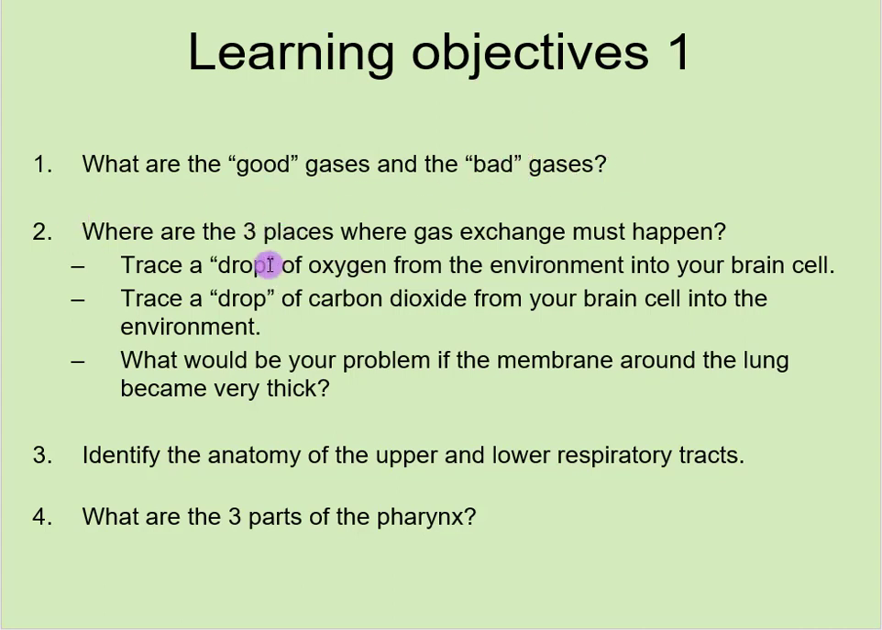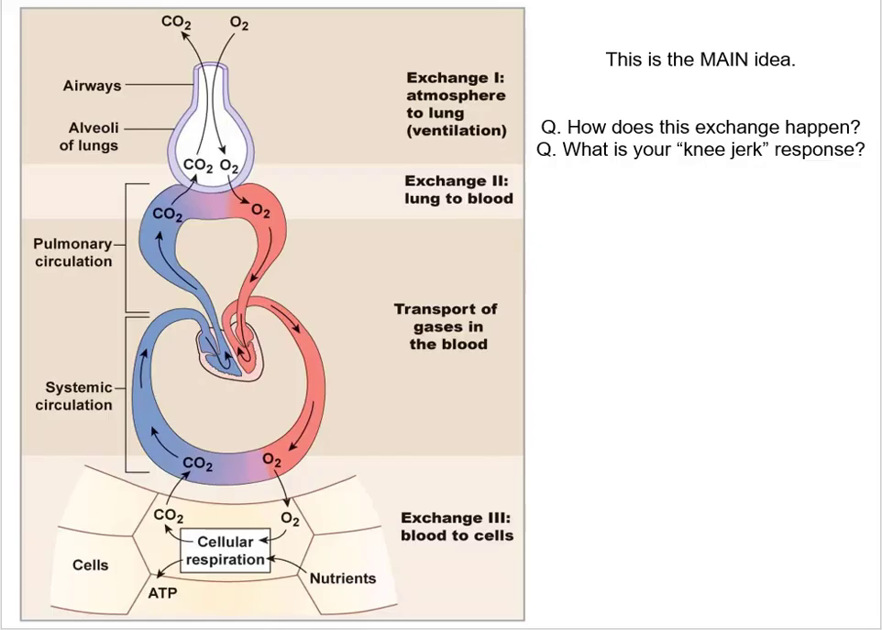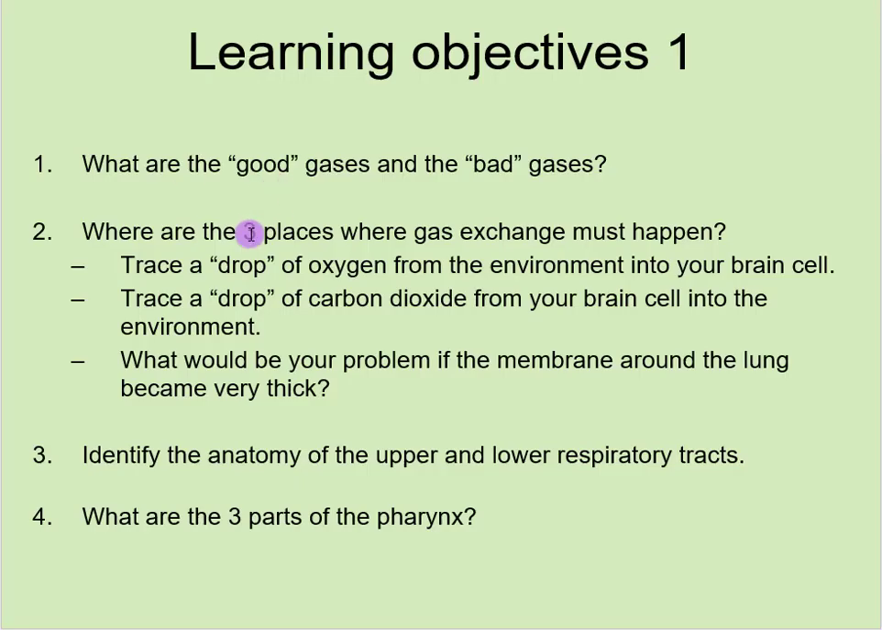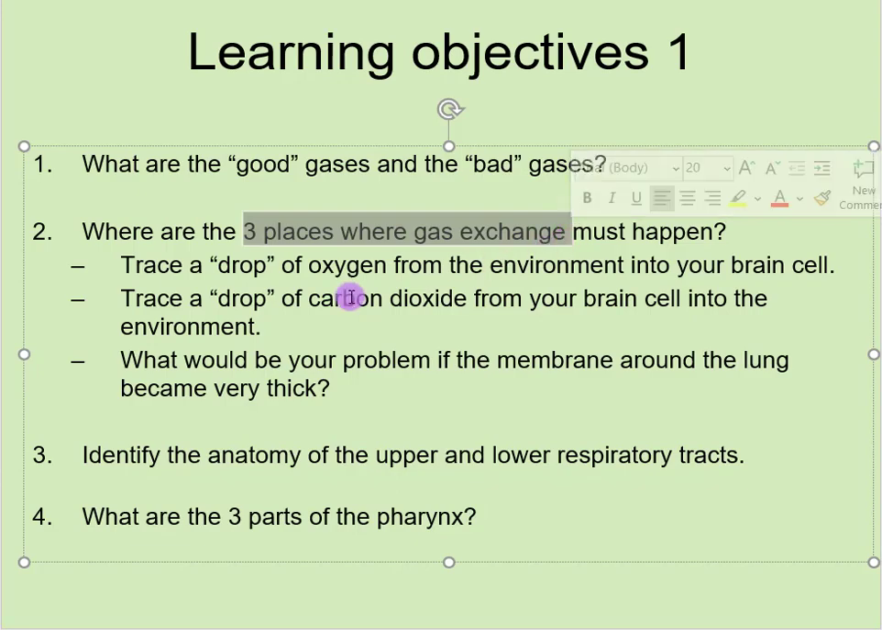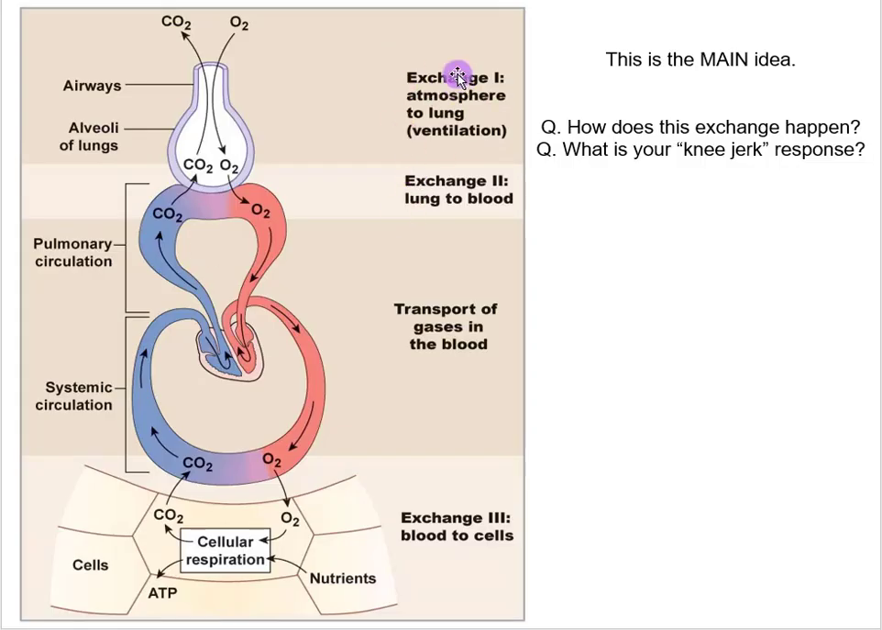So number two is really the critical thing. This is kind of a master slide, because what this is showing you is exchange number one. And again, keep in mind, what are the three places where gas exchange must happen? So I'm about to show you three of them. Exchange number one is right over here, and that is getting gas to come from the atmosphere or the environment, meaning the air in your room, the air outside when you're taking a walk, getting air from out there into your lungs. That's the first exchange that must occur.